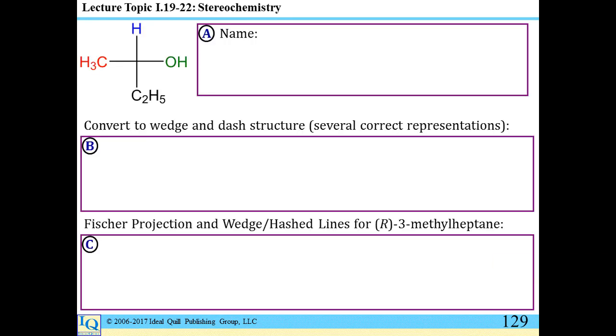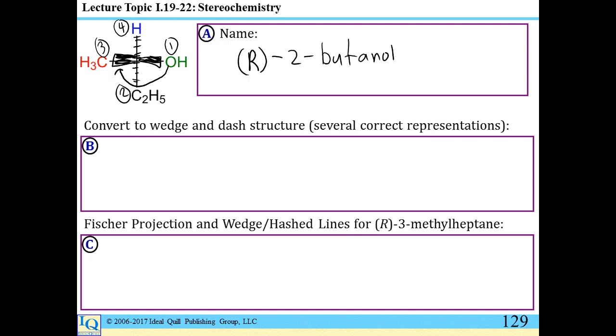The Fischer projection also makes it very easy to designate a configuration. If my Fischer projection represents, by definition, this type of structure, and my rules for assigning an R or S label say you've got to put your fourth priority substituent away from the viewer, and then you need to draw an arc from 1 to 2 to 3. Well, in the Fischer projection, a vertical group is already away from us. In this case, we have a clockwise progression from 1 to 2 to 3, so we have an example of R-2-butanol.